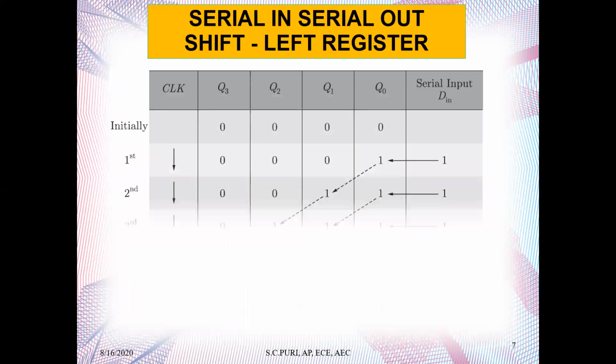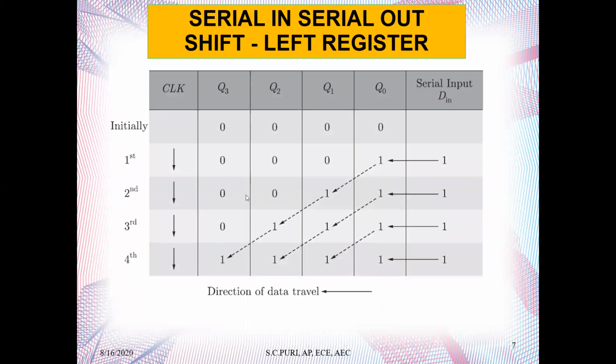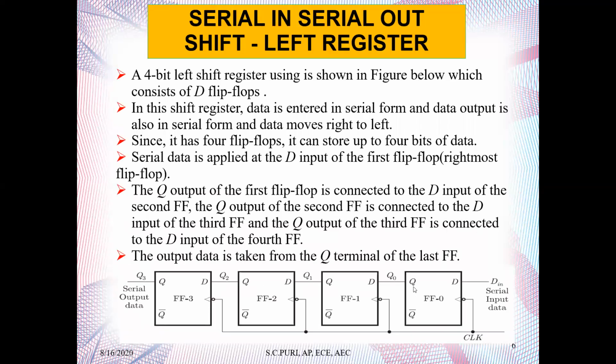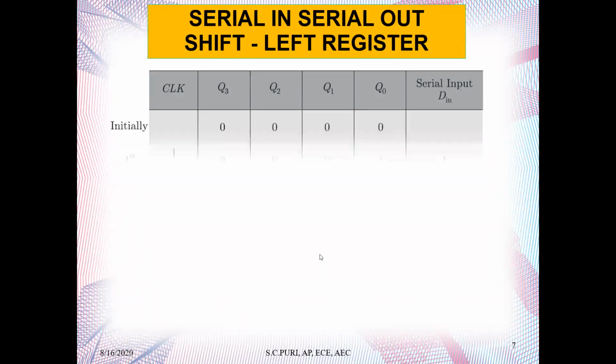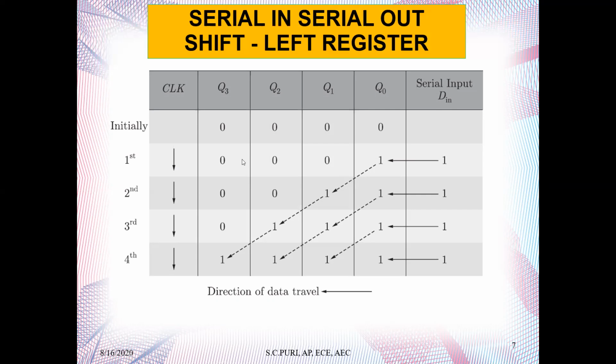Now, initially it is 0 0 0 0. That means all the flip-flop outputs are 0 0 0 0. First, input 1 is applied over here. What will happen when the first input 1 is applied? This flip-flop, which was 0, will store 1, and the rest will all be 0.